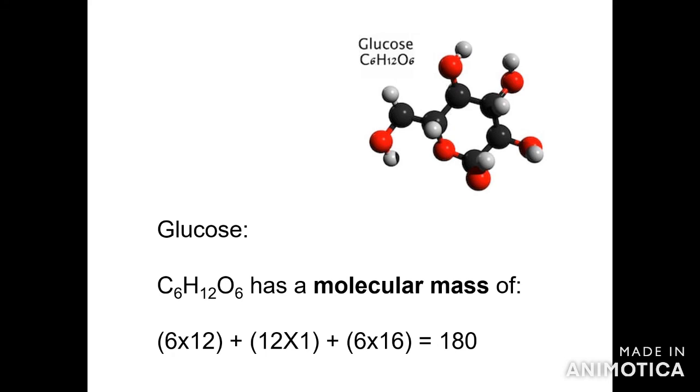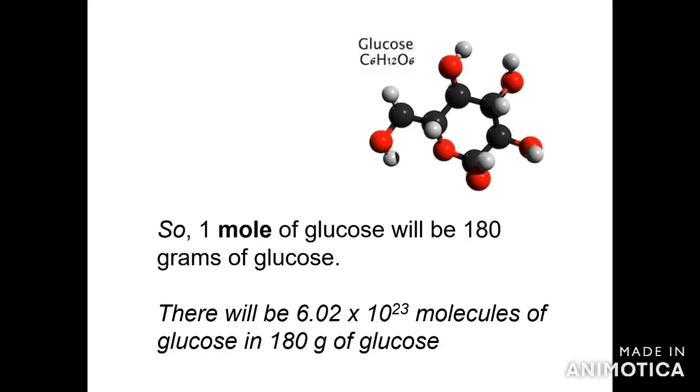C6H12O6. It has a molecular mass of 180. So this means if we had 1 mole of glucose, it would have a mass of 180 grams. Okay, let's go back.